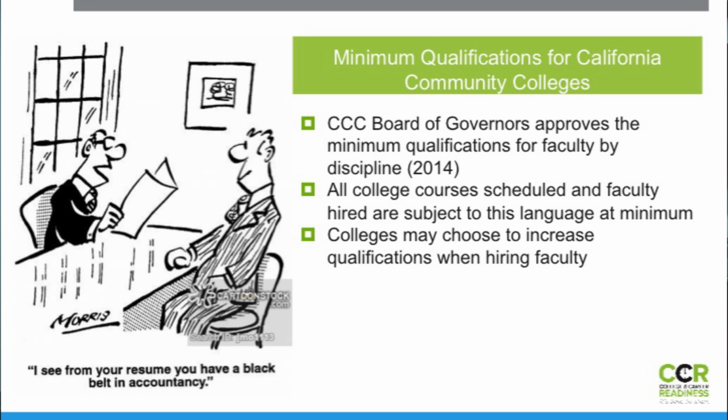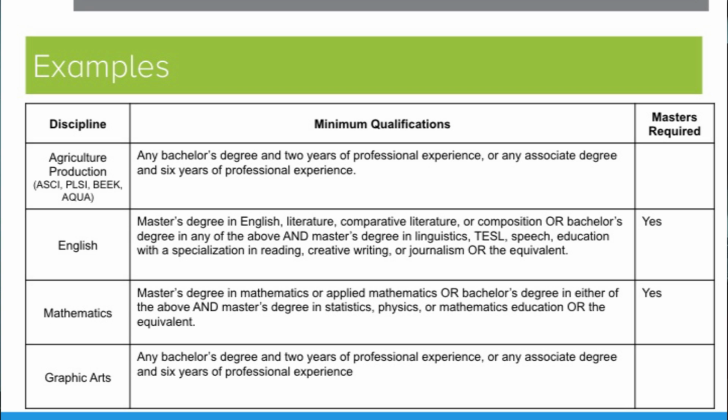As an example, let's look at some of our minimum qualifications here. So these are some examples pulled from the most recent version of the minimum qualifications document. Now you can see here that ag production as a discipline includes animal science, plant science, beekeeping, and aquaculture. And that minimum qualification is any bachelor's degree and 2 years of professional experience, or any associate degree and 6 years of professional experience.